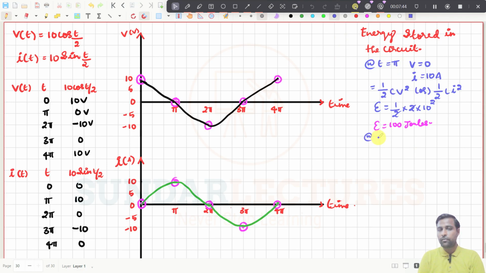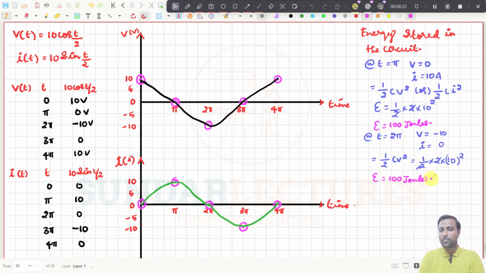Maybe you go for t is equal to 2 pi. You just try to find it out. What happens at 2 pi? What is the value of voltage here? It is minus 10. And what is the value of current? Current becomes 0 here, right? At 2 pi. Now if you substitute here, it will be half CV square. So half into capacitor value, which is 2, into voltage, which is minus 10. Minus 10 squared is 100, right? So again the energy is equal to 100 joules.